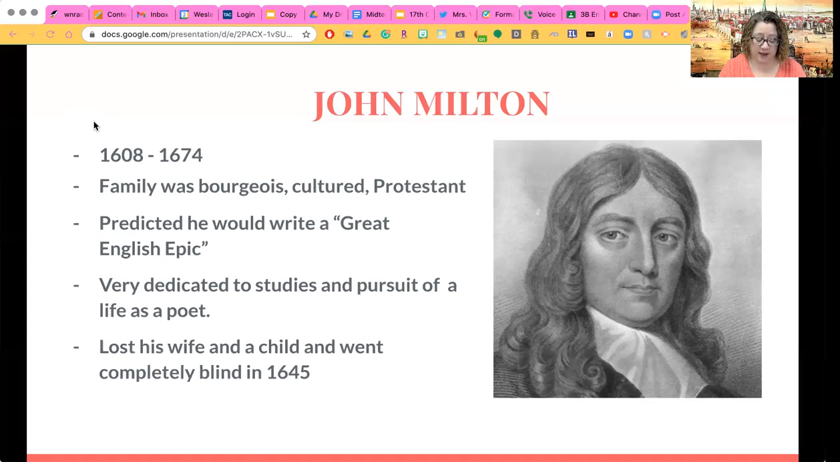He had this very dedicated life to his studies. And he had some hardship in his life, as most writers do in some way or another. He lost his wife and a child, and he also went completely blind in 1645. He wrote Paradise Lost as a blind person. He dictated it to his daughter, and she had to write it all out by longhand. So he had to speak it because he was blind and he couldn't write.